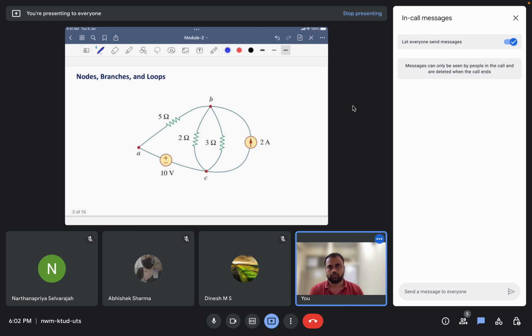So the first topic here is nodes, branches and loops. Please participate and type your answers in the chat box. Can anyone write the definition for nodes? What is a node? Any answer, anything you know about a node, you can write. What you have learned from the NPTEL lectures, you can write in the chat box.